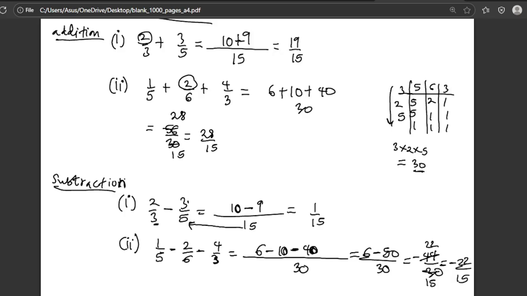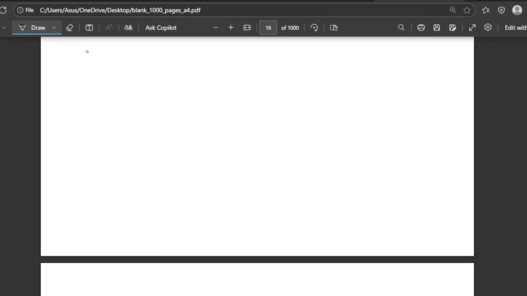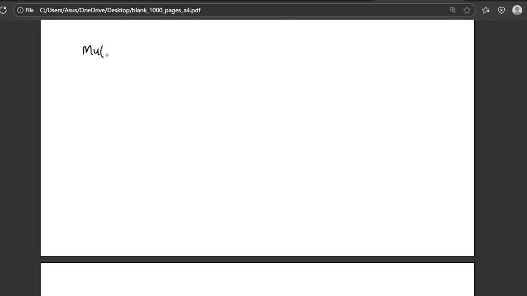In that we can see how to subtract fractions with different denominators. After addition and subtraction, let's move on to multiplication.